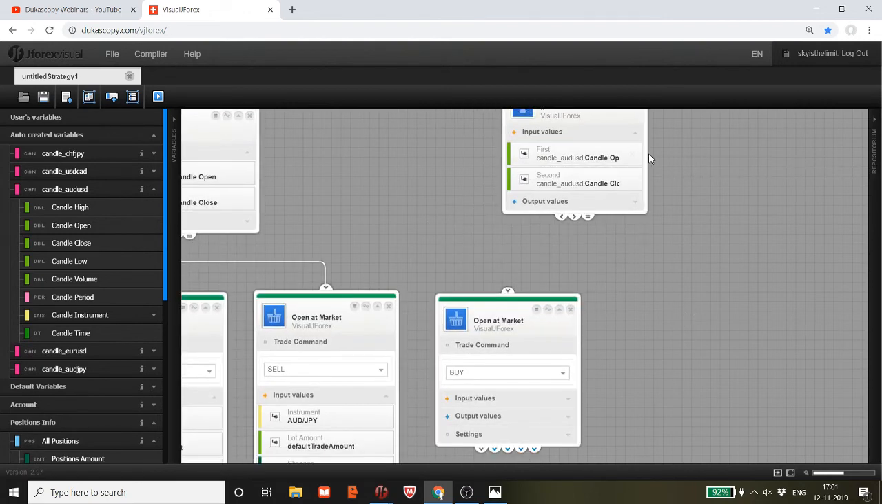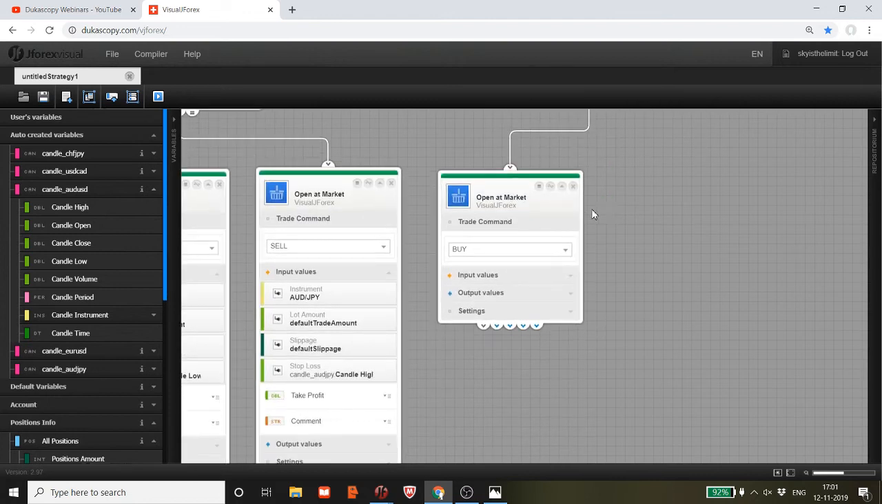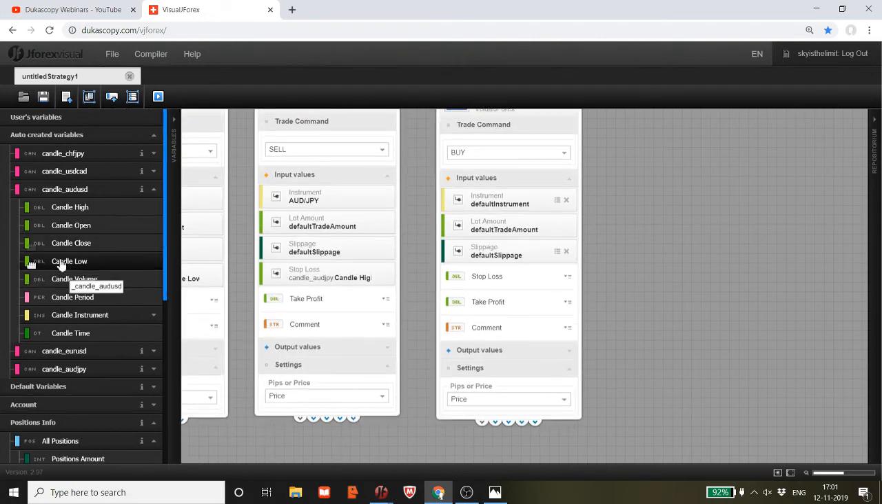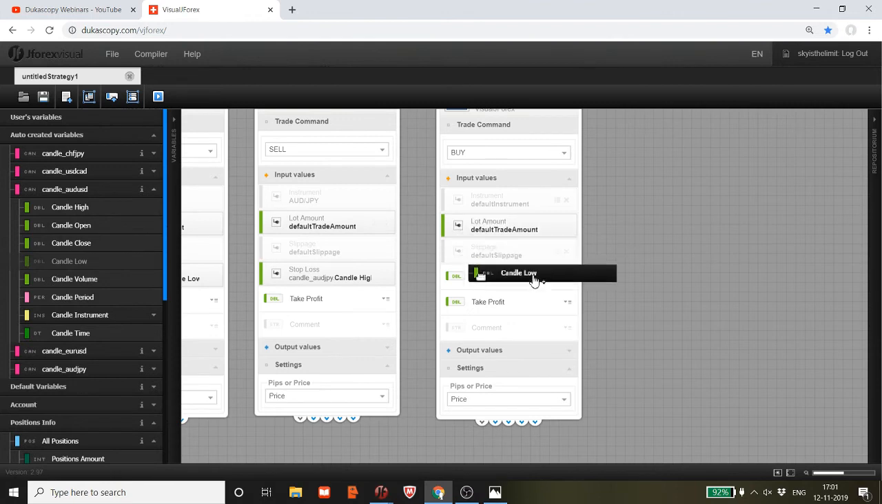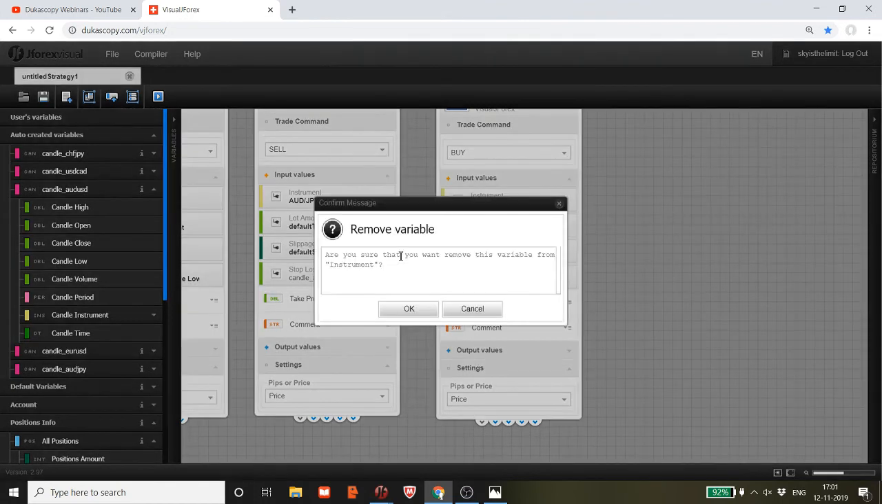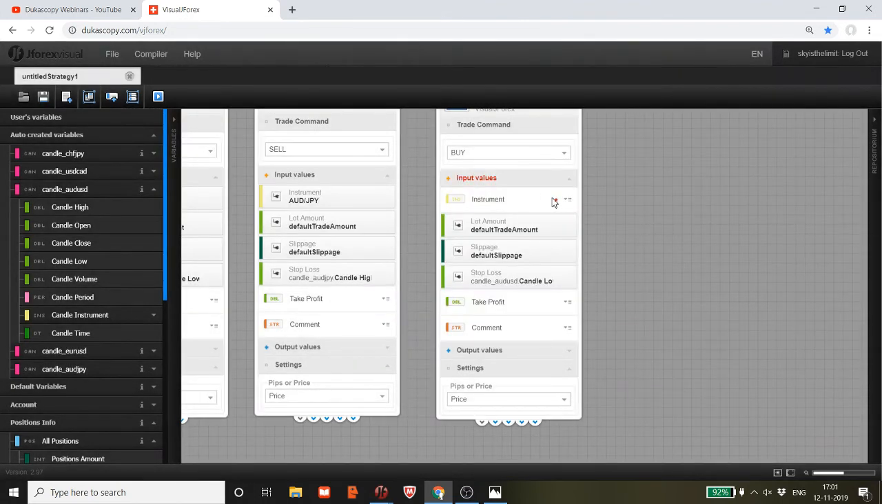Now for the buy side, we need candle open less than candle close. Then in the setting, change it to price. Then in the stop loss, candle low will be our stop loss. Slippage 5 and trade amount you can change as per your requirement. And instrument, change it to AUD/USD.